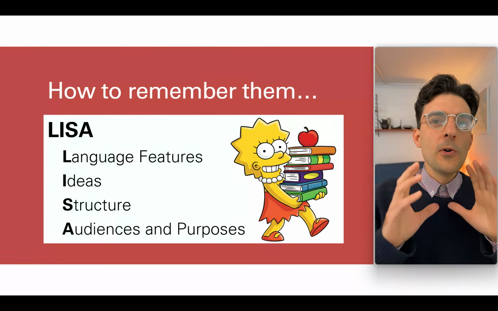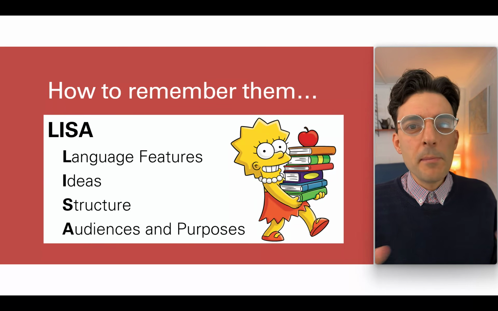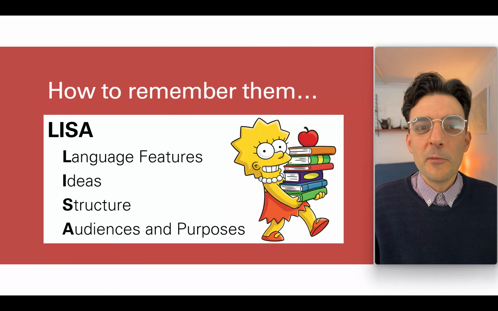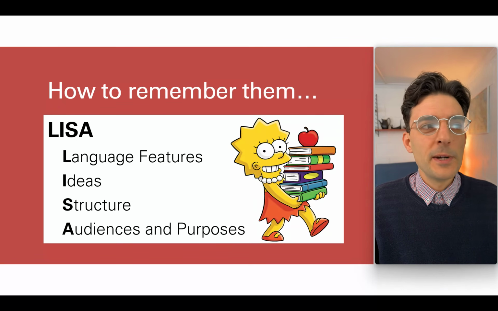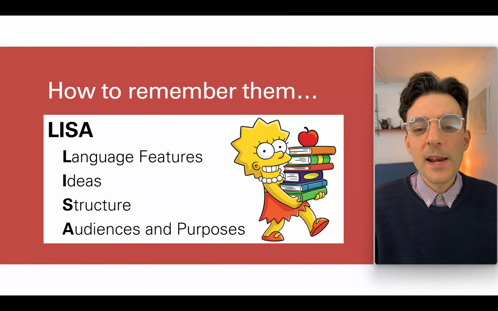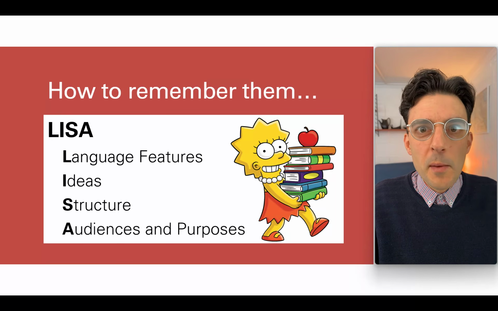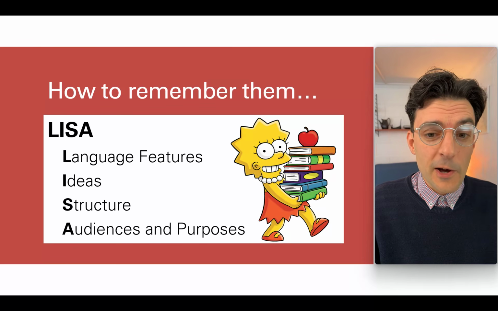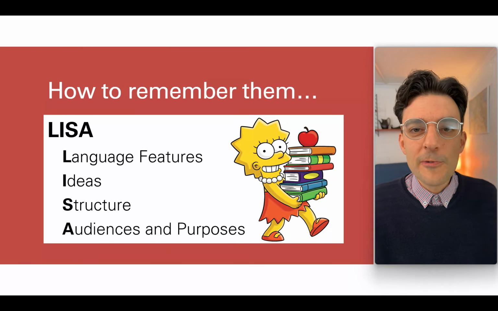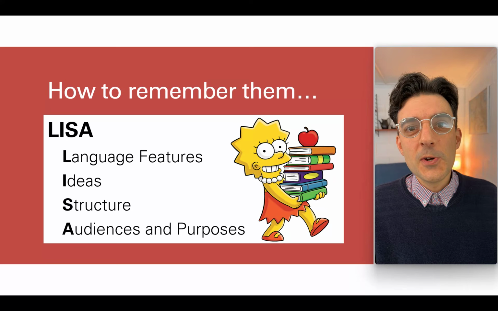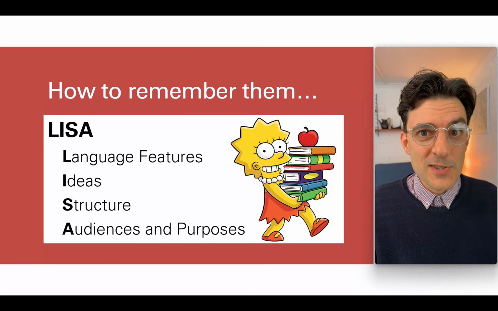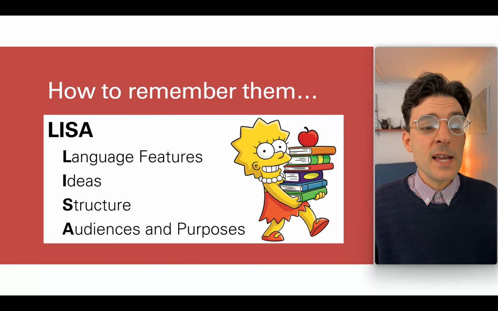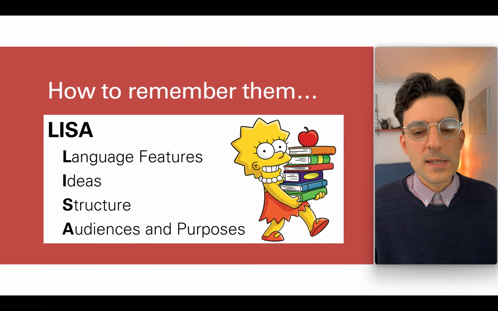Okay, so last but not least, how are you going to remember this? Well, here's my vaguely embarrassing acronym, which my class laughed at me a little bit for when I showed it to them, but I think it's helpful. And if it helps you remember what the aspects are, then obviously it serves its purpose. It's LISA, okay? Maybe you want to think about Lisa Simpson. Don't forget Lisa. Lisa was a very good student. I'm sure she would have known what the four aspects in English were. So yeah, L, language features, I, ideas, S, structure, and A, audiences and purposes.